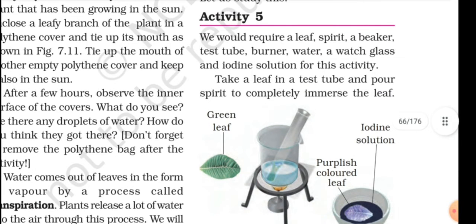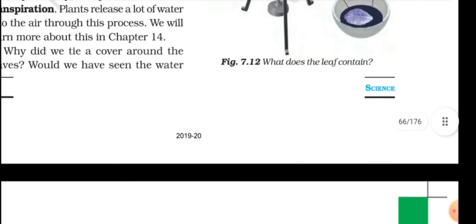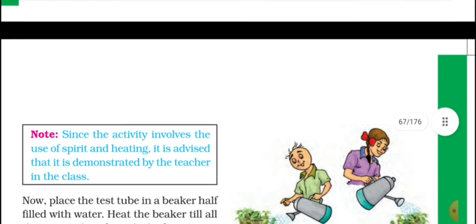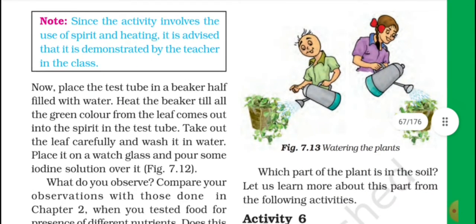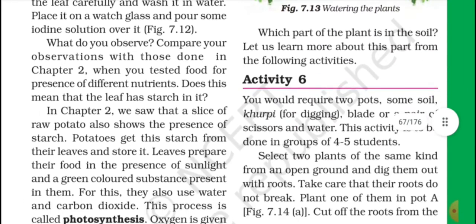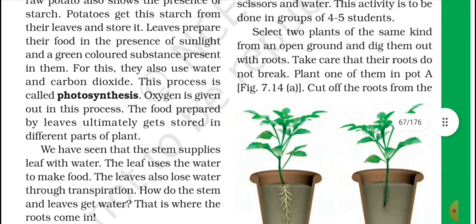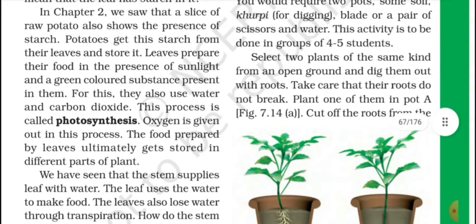नाउ देयर इज़ एन एक्टिविटी फॉर आयोडीन सोल्यूशन और स्टार्च. तो लीफ से खाना बनता है, विच इज़ फोटोसिंथेसिस. फोटोसिंथेसिस इज़ वेरी इंपॉर्टेंट. For every exam they ask what is photosynthesis. So leaves prepare their food in the presence of sunlight and green colored substance present in them. They also use carbon dioxide and this process is called photosynthesis.